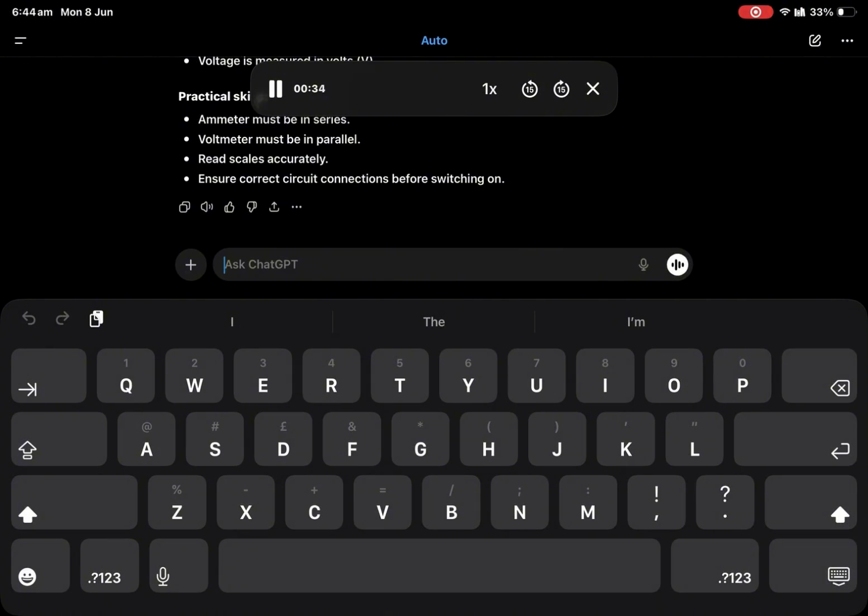Results: current is measured in amps, A. Voltage is measured in volts, V. Practical skills: ammeter must be in series. Voltmeter must be in parallel. Read scales accurately. Ensure correct circuit connections before switching on.